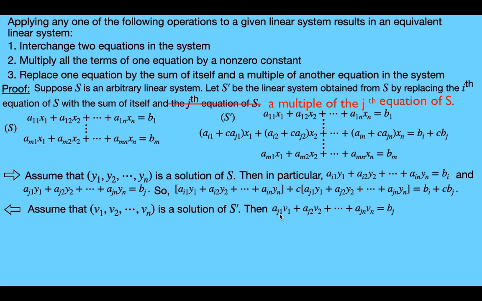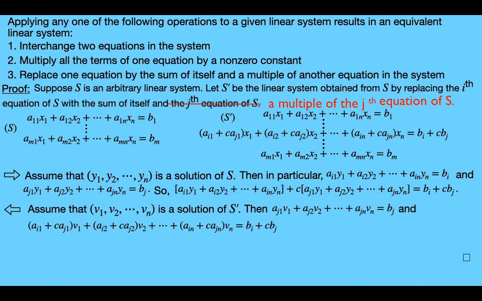So that tells us that this sum here, where these are the coefficients for the jth equation of S prime, is equal to b sub j. And we also have that this n tuple here is a solution of the ith equation of S prime, where the ith equation of S prime is given by this equation here. So when we plug the elements of our n tuple into the left-hand side of the ith equation, it will look like this, and we'll get that the right-hand side of that will equal b sub i plus c times b sub j.